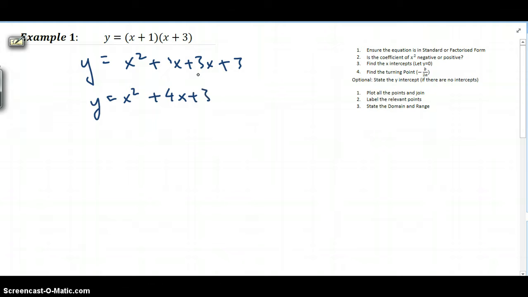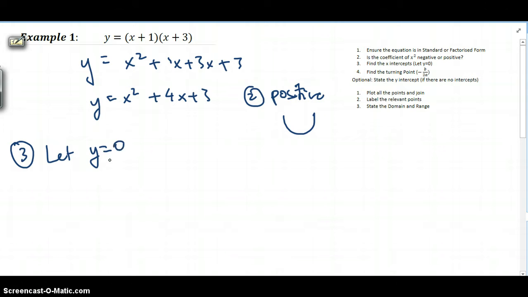If you can see the sign in front of the x squared is positive, therefore for question 2 we have a positive parabola. And the positive parabola will look like that. Now we need to find the intercepts, so this is step 3. If we want to find the intercepts, we let y equals 0.